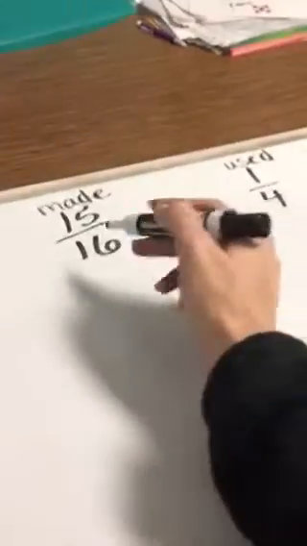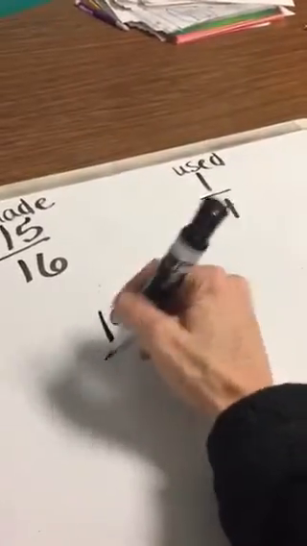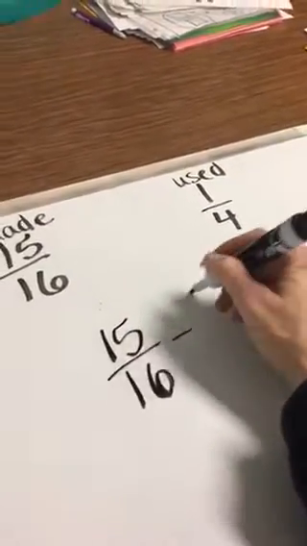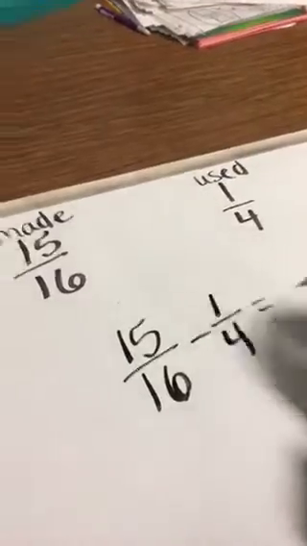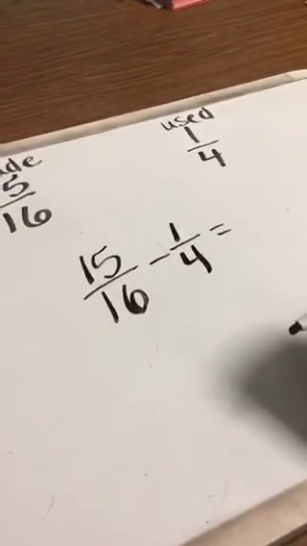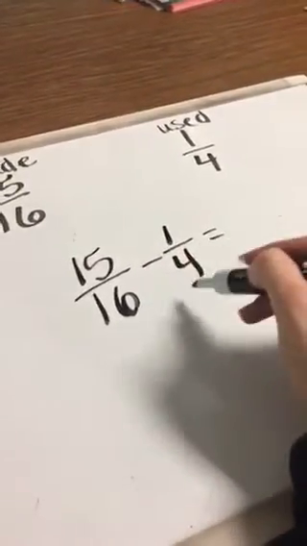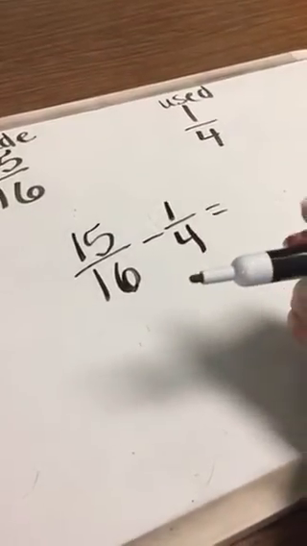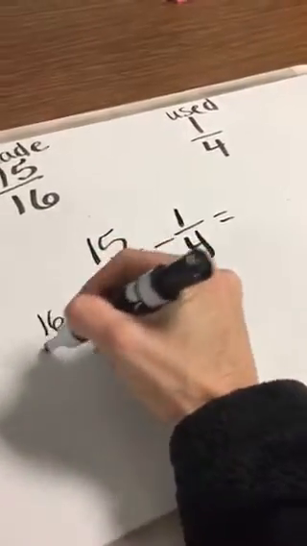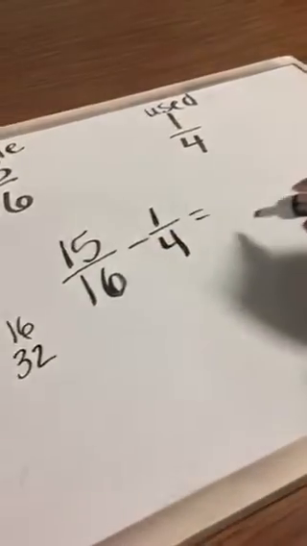Okay, so we know that they made this much and then they're going to use this much, and we want to figure out how much they had left. So we know in math that means that we're going to take our total that they had, subtract the part they used, and figure out how much they had left over. We know with fractions we can't do anything unless we have a common denominator. So our first job is to figure out what our common denominator is.